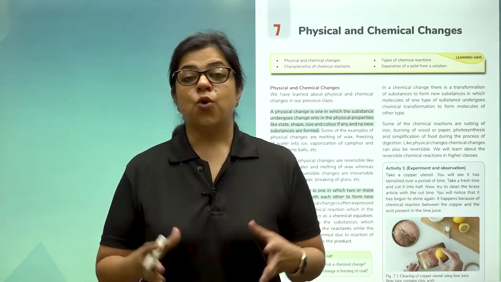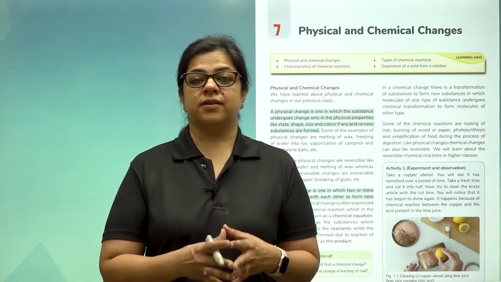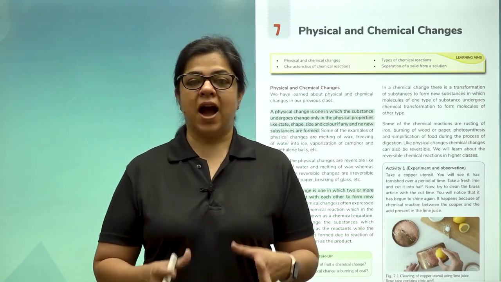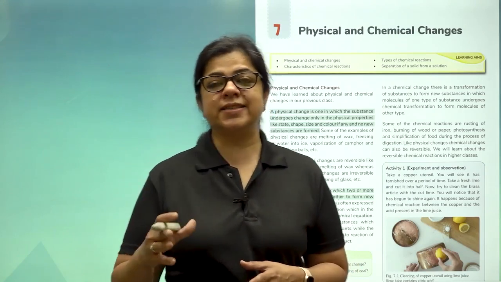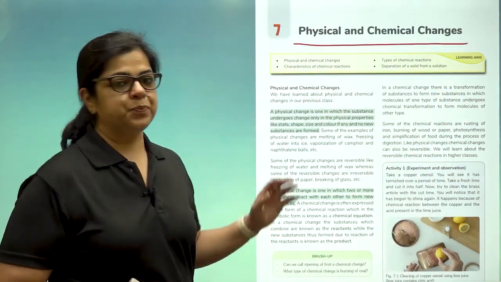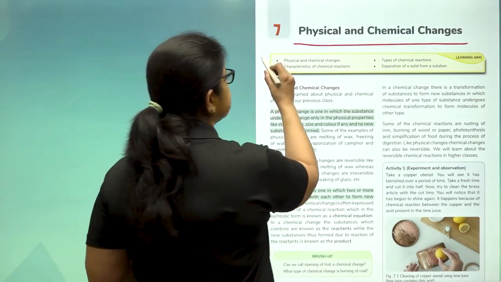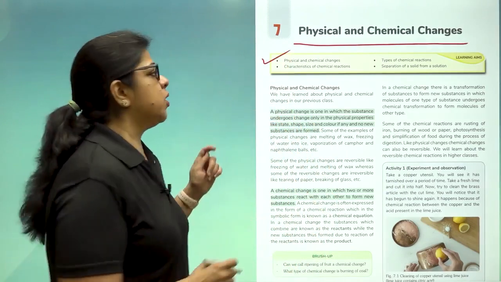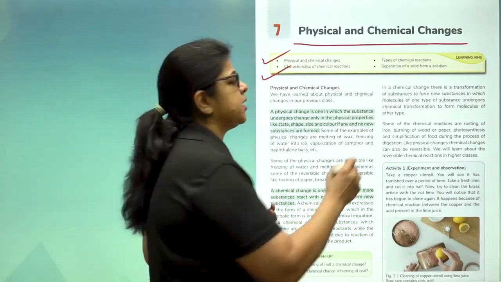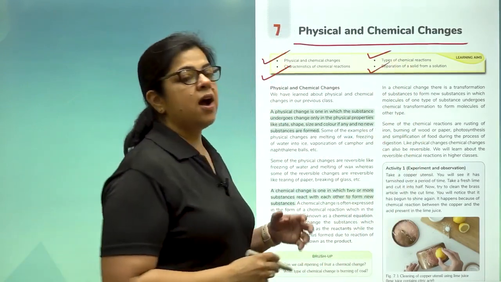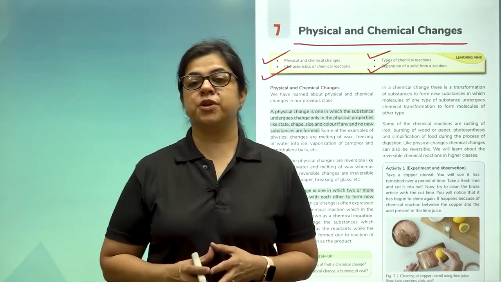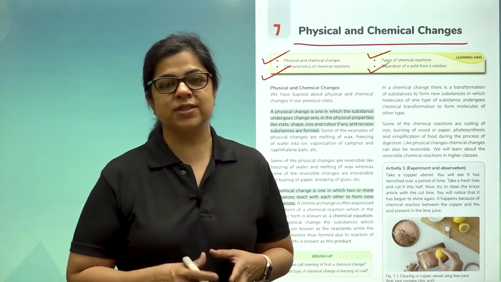And you know what? All these changes are either reversible or they are irreversible. How? We are going to study in today's session in chapter number 7, Physical and Chemical Changes. So we are going to learn about what a physical and chemical change is, what are the characteristics of chemical reactions, how many types of chemical reactions there are, and how can we separate a solid from a solution. Now let's quickly watch a video to understand what physical changes are.